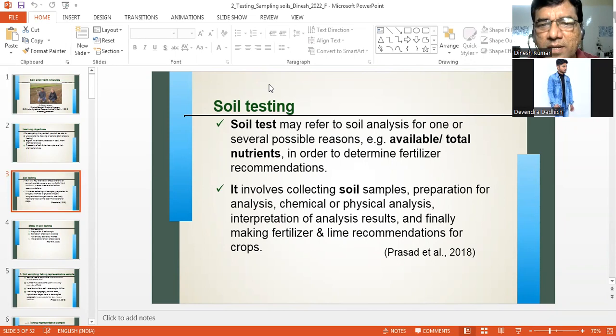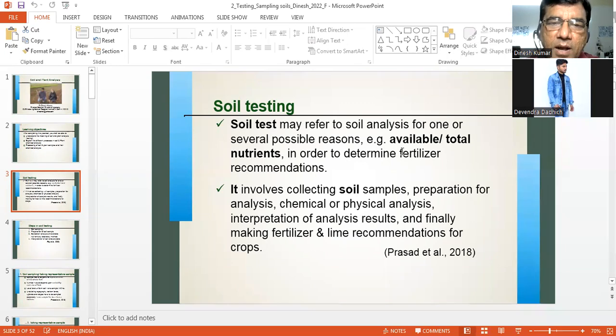What is soil testing or soil chemical analysis? So soil test may refer to soil analysis for one or several possible reasons, maybe for available nutrient, total nutrient in soil, in order to determine the fertilizer recommendation. So this could be one purpose: to develop the fertilizer recommendations, we need to go for soil testing.